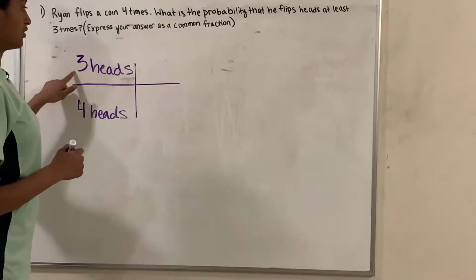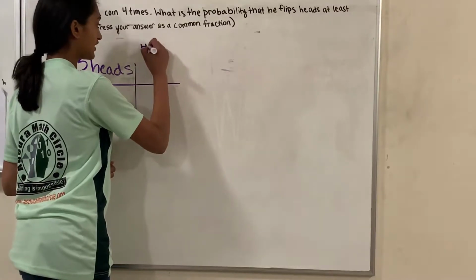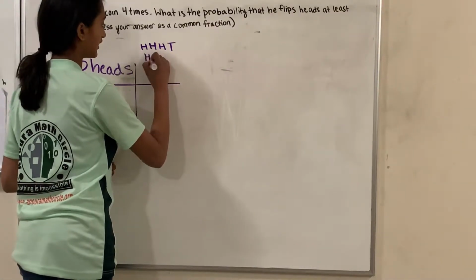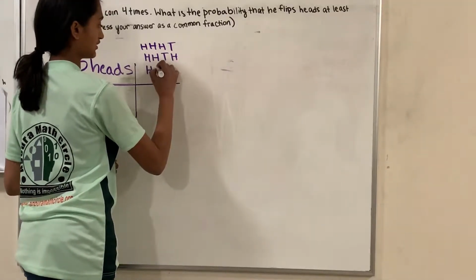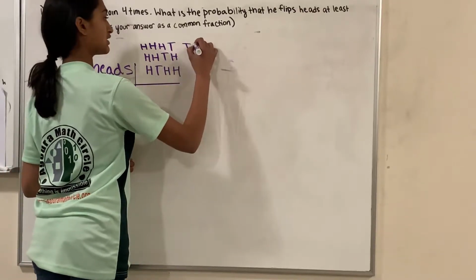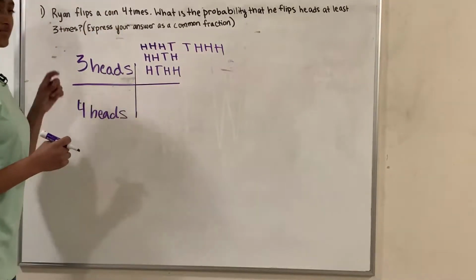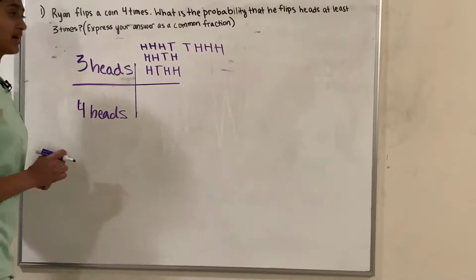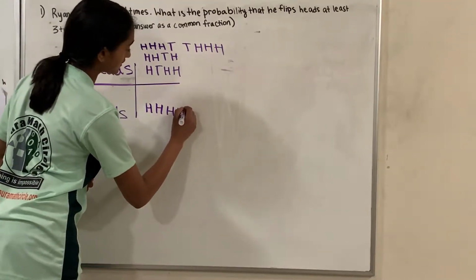So there will be 4 possible ways for 3 heads, and those possible ways are heads, heads, heads, tails; heads, heads, tails, heads; and so on. Those are the 4 possible ways for flipping 3 heads. For flipping 4 heads, there's only one possible way, which is heads, heads, heads, heads.